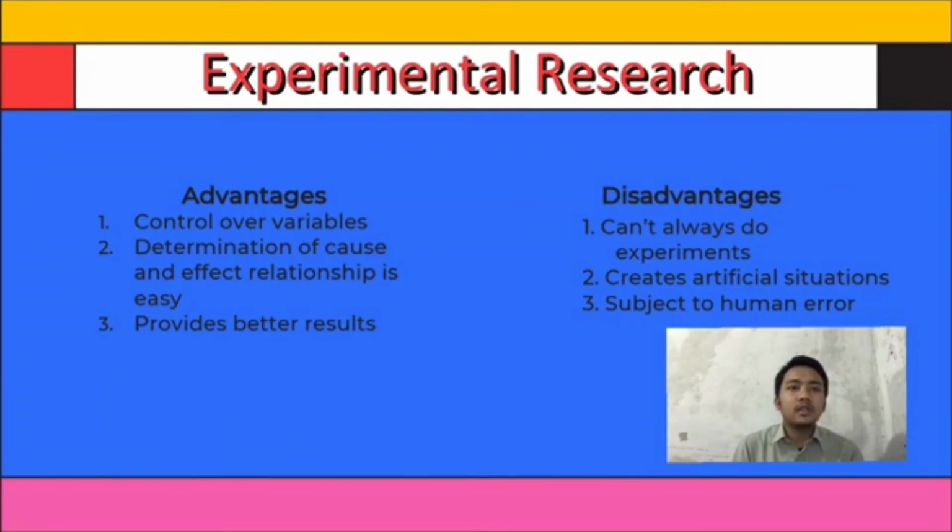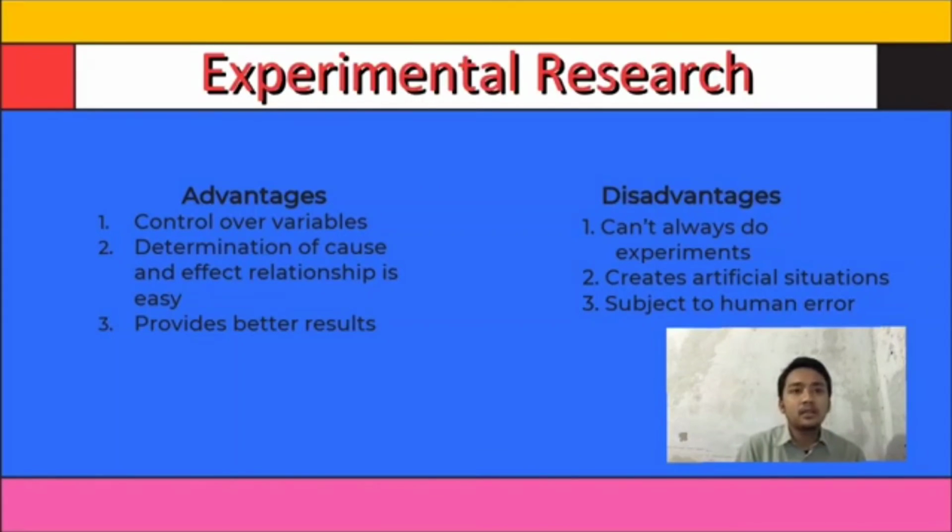The material will explain the advantages of experimental research. The first one is control over variables. This kind of research looks into controlling independent variables so that extraneous and unwanted variables are removed. And two is determination of cause and effect relationship is easy because of its experimental design. This kind of research manipulates variables so that a cause and effect relationship can be easily determined.